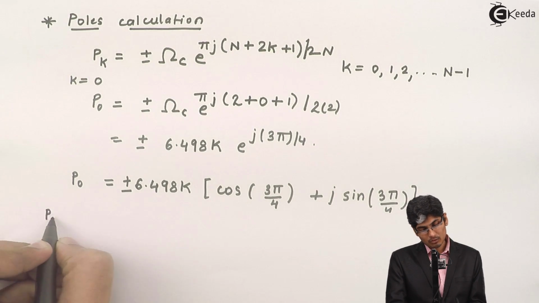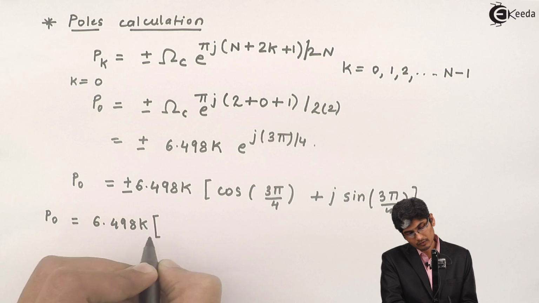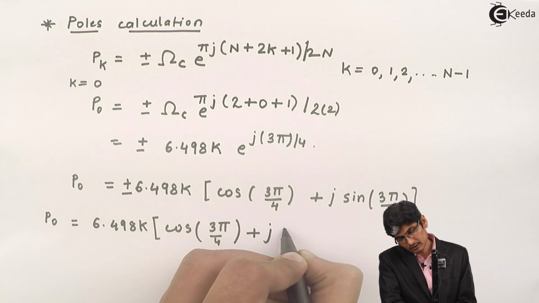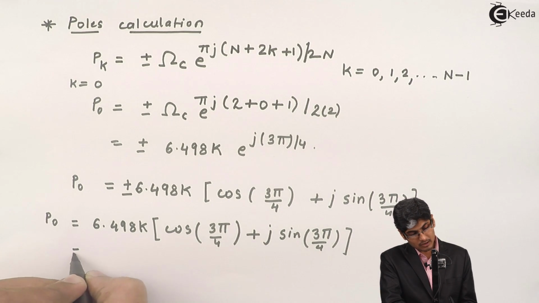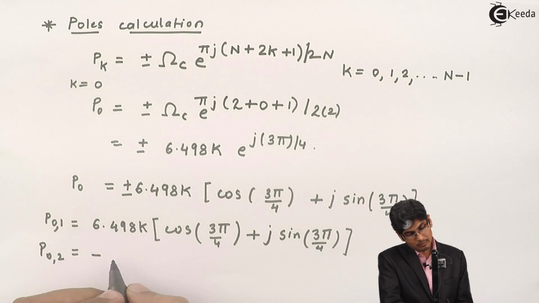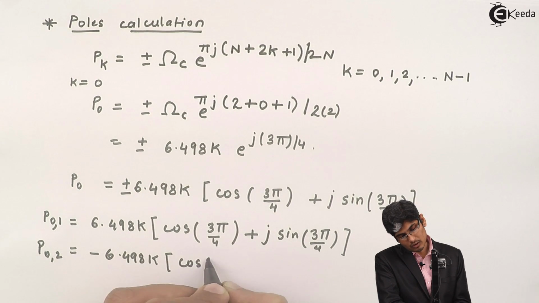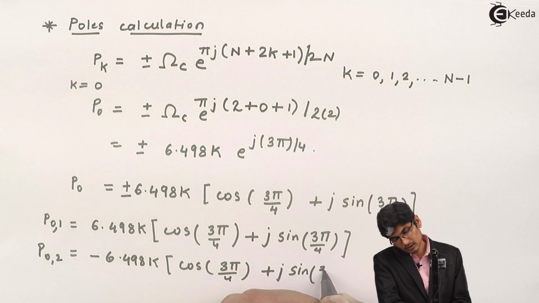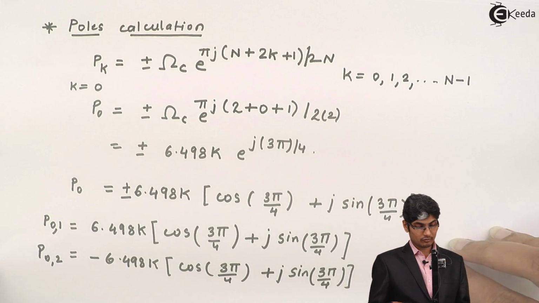So I will have one pole, P01, to be 6.498 k into cos 3 pi by 4 plus j sine 3 pi by 4, and the second, P02, will be minus 6.498 k into cos 3 pi by 4 plus j sine 3 pi by 4. So these are the two sets of poles now.